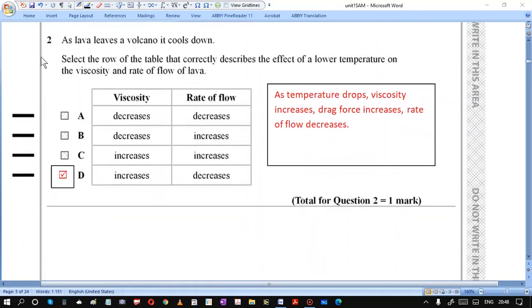As lava leaves the volcano, it cools down. Select the row of the table that correctly describes the effect of lower temperature on the viscosity and rate of flow of lava. As temperature drops, viscosity increases, drag force increases, rate of flow decreases. So viscosity increases, rate of flow decreases.